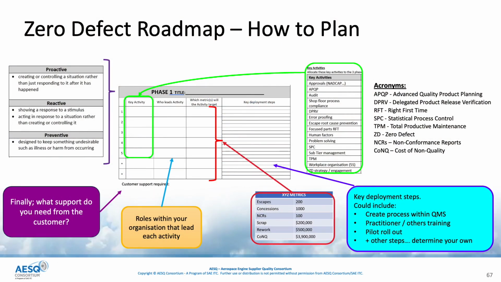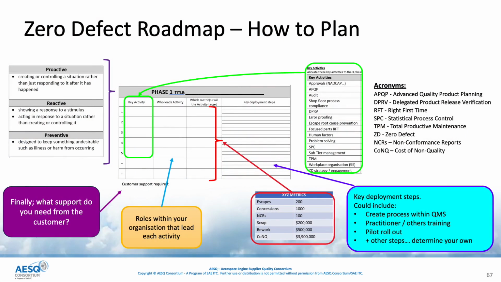And so those are the three titles. You'll need to decide which phase they belong to. And then the key activities. So there's a lot of them. You're going to need to decide in the very first phase, what 5 would you pick to start addressing this big issue of 3.9 million cost of non-quality. You know, you're going to have to decide that. What's the appropriate thing to start prioritizing?